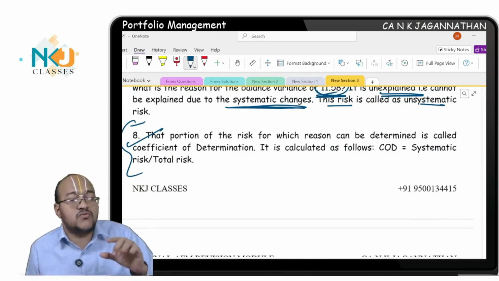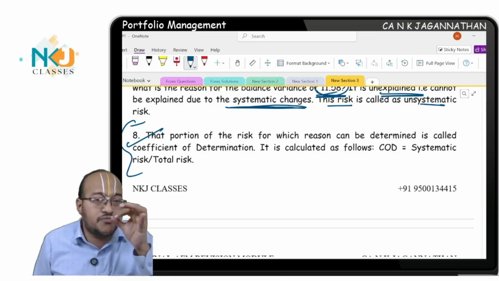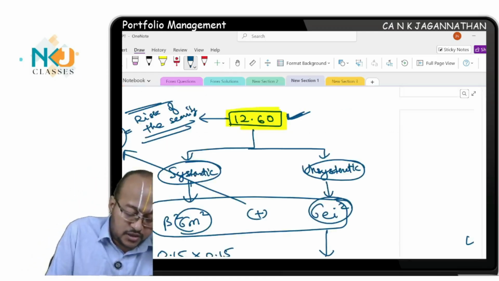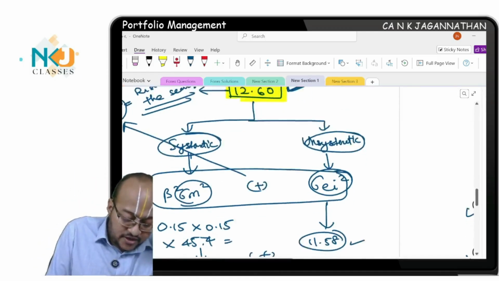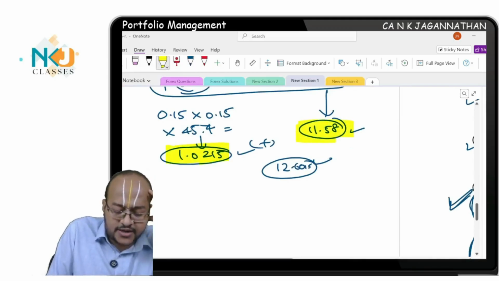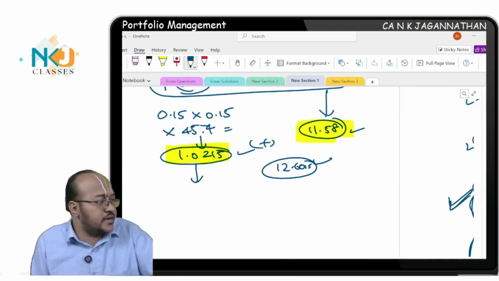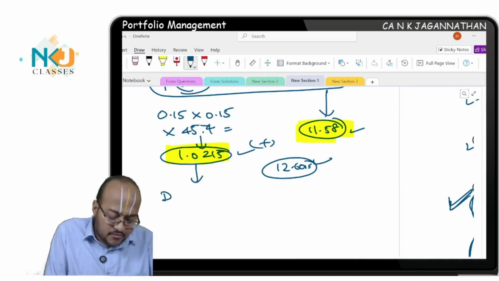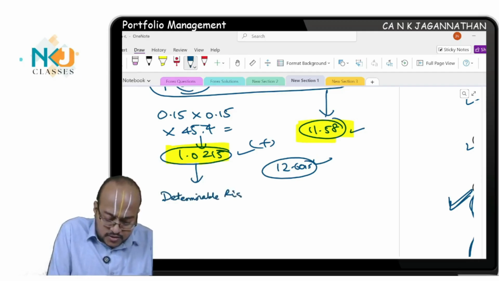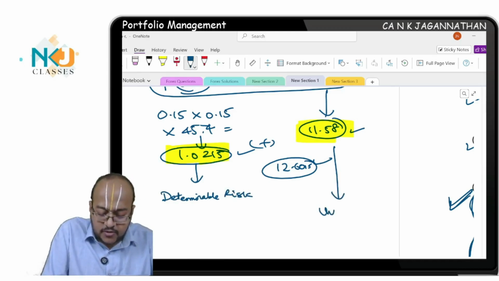Now the important thing, one more terminology you need to understand: the coefficient of determination. Very simple. The 12.6 we divided into two parts, 1.02 and 11.58. This 1.02 is due to market reasons, hence I call it determinable risk, and the other is undeterminable risk.